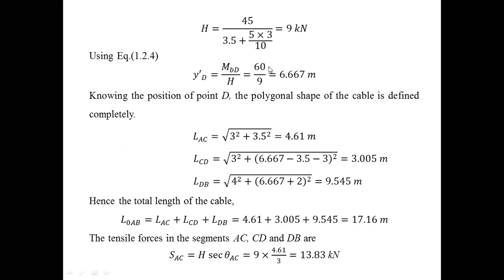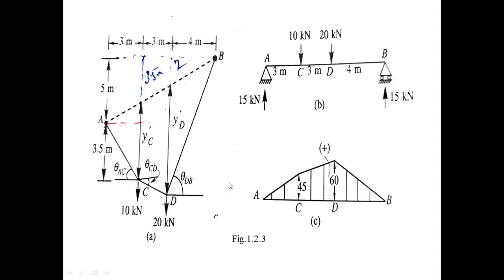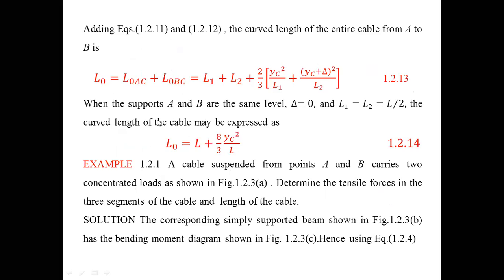Sir, L_CD. Yeah, what do you want? L_CD. Let us go to the figure. I want to calculate the L_CD length. Then for this projection, you draw the triangle. You draw the horizontal line from C to D. Then this is the D dash, the one triangle. You know the horizontal distance is 3 meters, and you find the total y'_D. How much y'_D did you calculate?